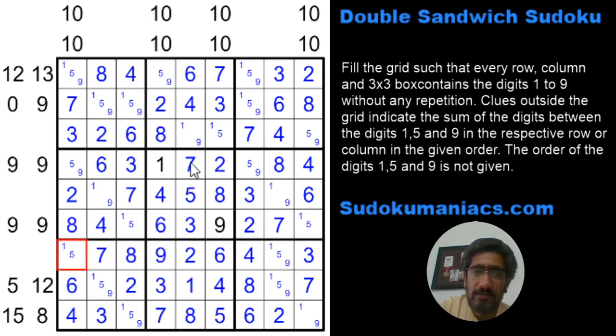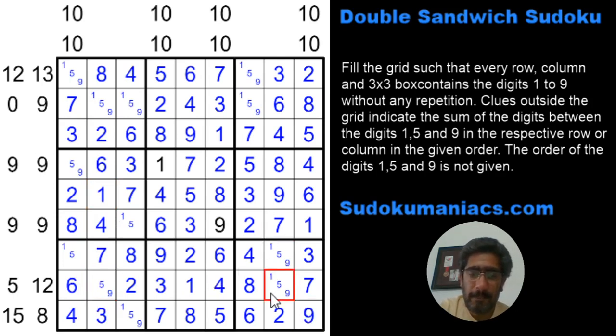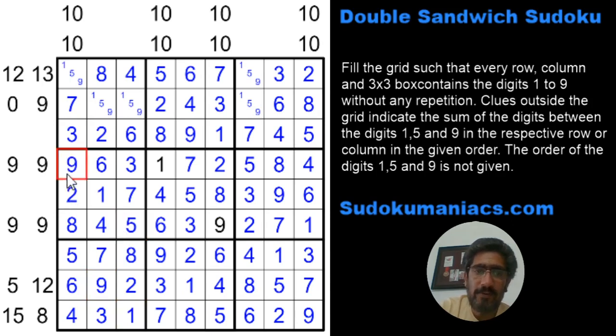So the 9 is 1, 5. This becomes a 9. This becomes a 5. This becomes a 1. So I have a 1, 9 here. So this is a 5. So this becomes my 5. 1, 9, 9. 1 is off here. So this 9 has to be here. So this is a 5. Sorry. 1, 5, 9, 1, 1, 5.